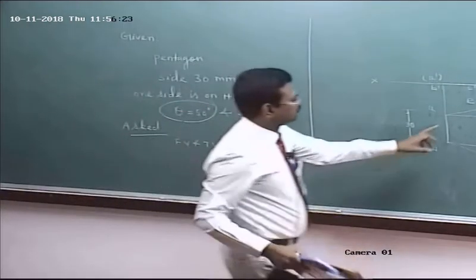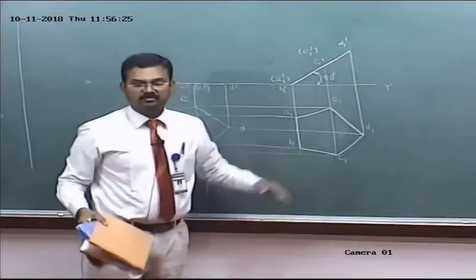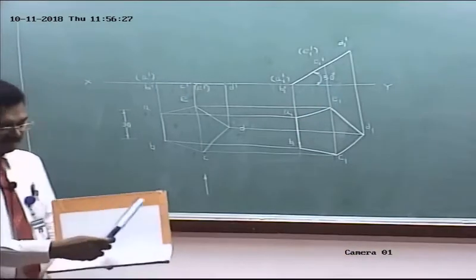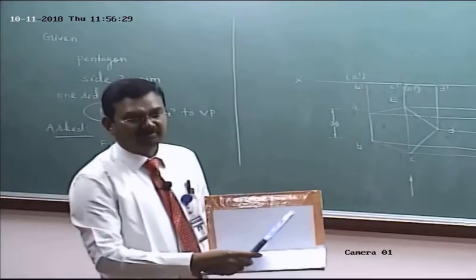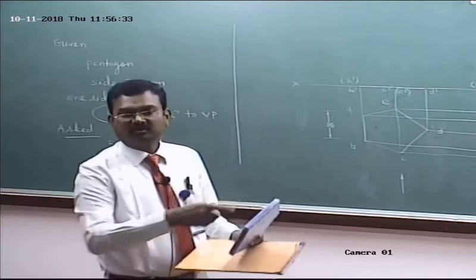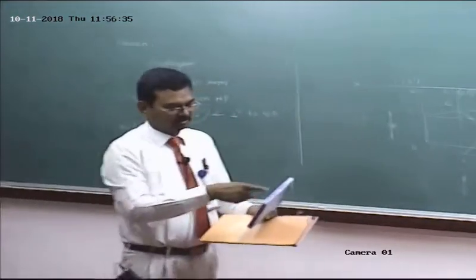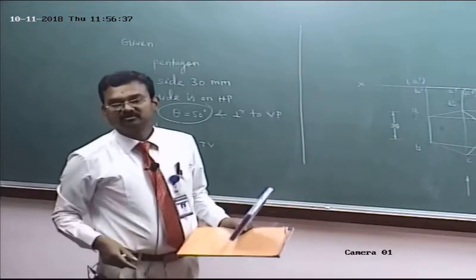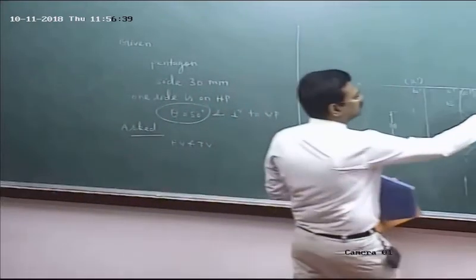Am I right? Cover these two figures. It is smaller than the actual shape and size. It is inclined to HP and perpendicular to VP. What about the front view? The front view is a straight line. These two sides are visible, so the observer is far away from the object, and these two sides will appear like a straight line.